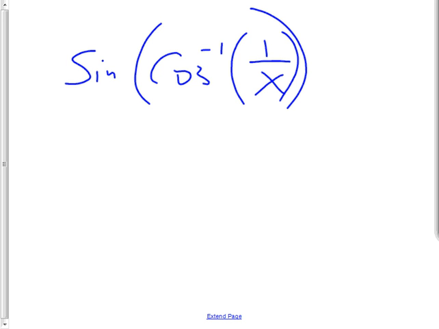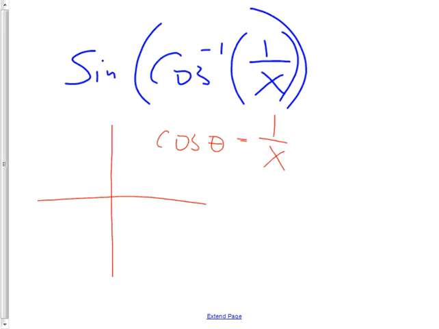I'll pause for a second while you try that one. Okay. First thought, start on the inside. Cosine of theta equals 1 over x. Then you draw your picture and you say, where can I be? Inverse cosine is only allowed from here to here. Did you catch that? Cosine's different. All right. Inverse cosine is only allowed in there. So I'm crossing this off, crossing that off.